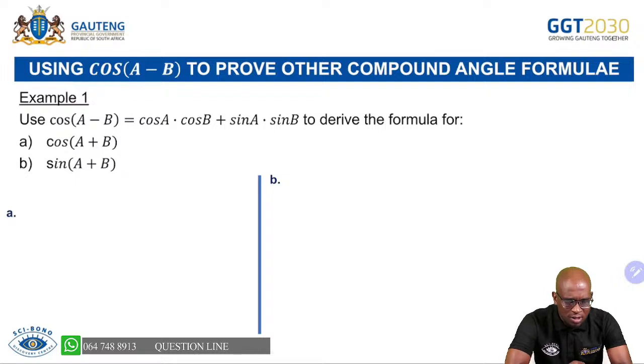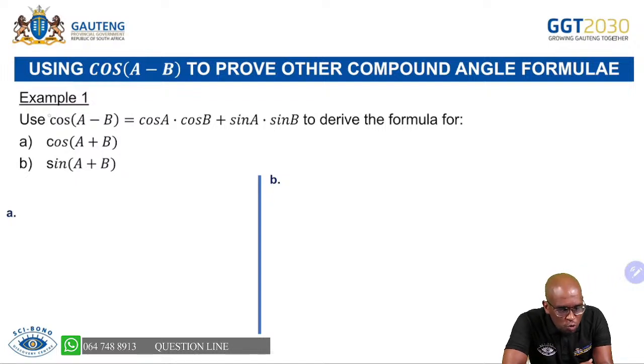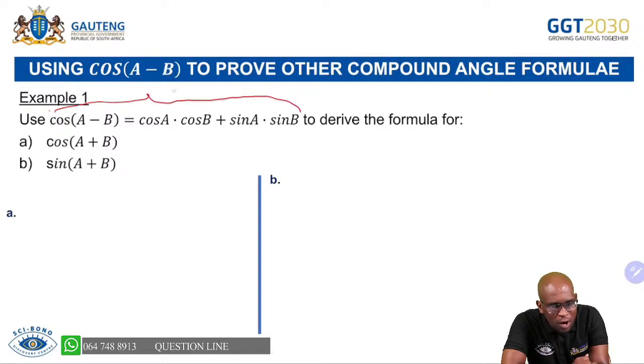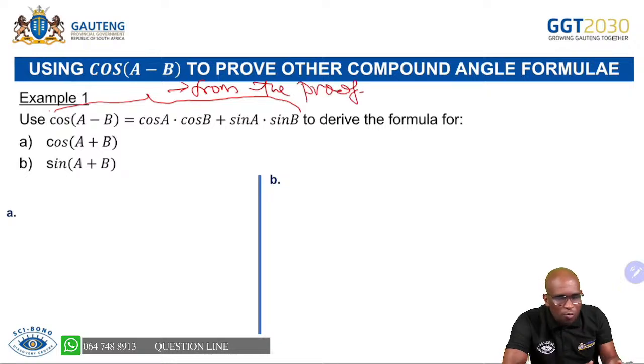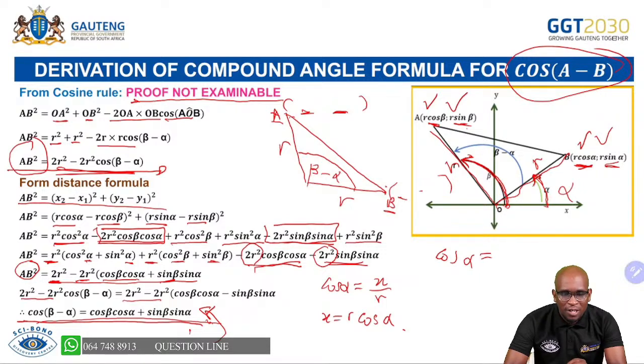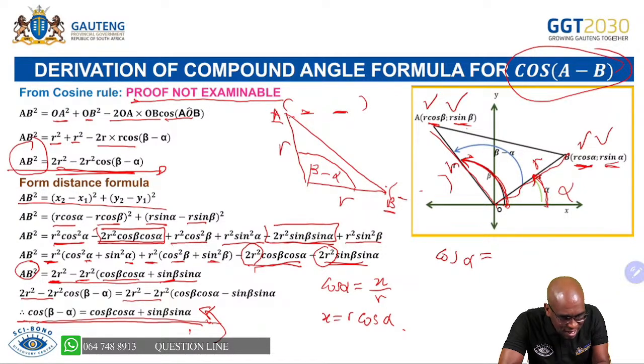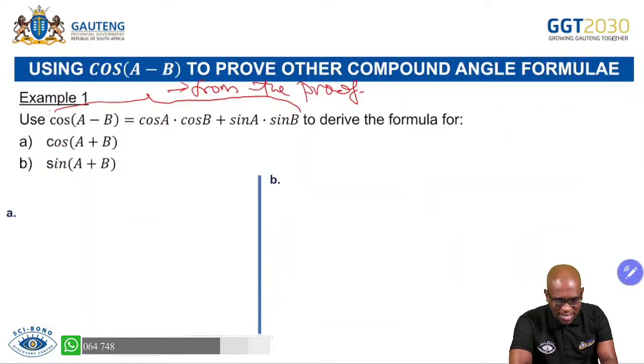Now, let's look at the first part here. We use, remember this one, the one that they say we must use. This one is from what? It's from the proof. Which proof? This proof. We've done it. There it is. So we want to use it to prove the rest.